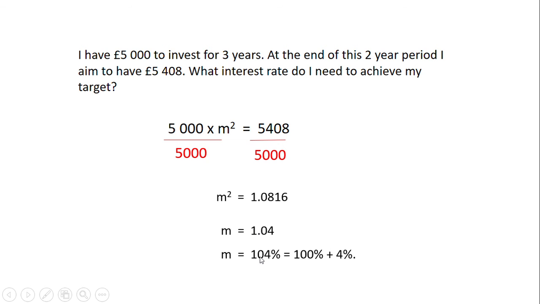So in other words, that multiplier of 1.04 is a percentage increase of 4%. So the interest rate must be 4%. So I've made m the subject there to find out what the multiplier is. And then I've gone from a multiplier of 1.04 to knowing that the interest rate must be 4%.